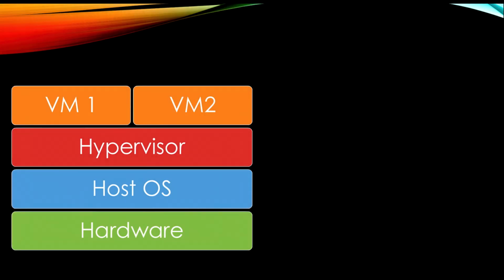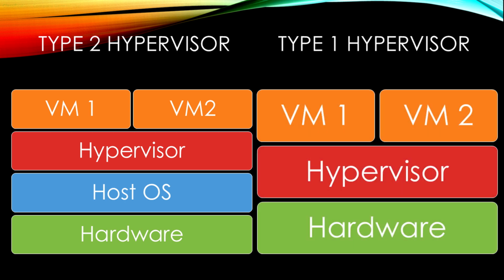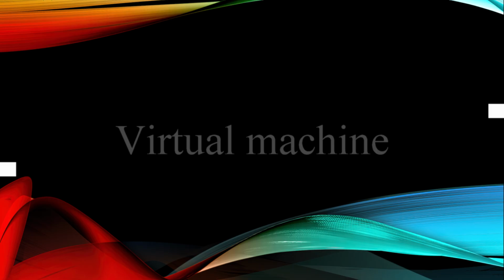So far, you have seen one type of hypervisor. In this type, you have the hypervisor installed in the host operating system. This is called a Type 2 hypervisor. The other type, usually used by corporations, is called Type 1. In this type of hypervisor, the hypervisor is installed directly on the physical hardware. This is why it is sometimes referred to as a bare metal hypervisor.